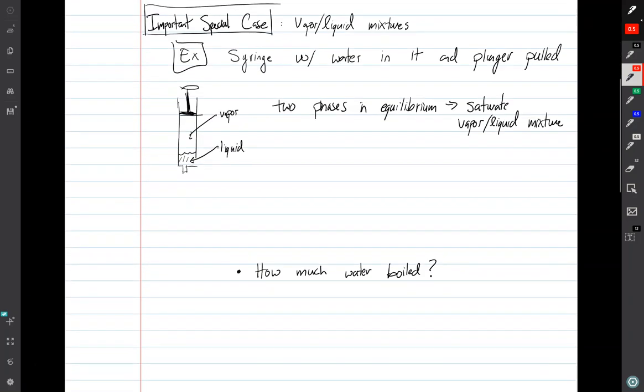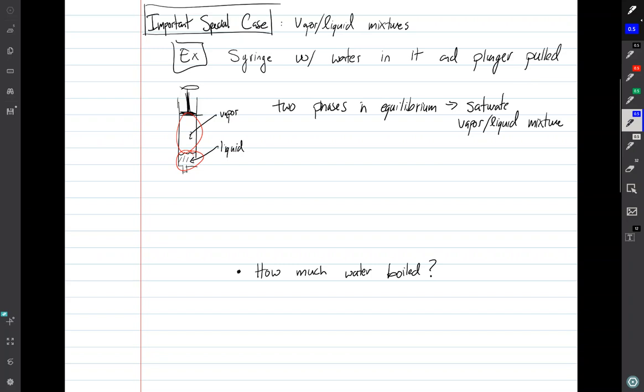If we think to the demo that we did in class with the syringe, we had a syringe with water in it. And then when I pulled the plunger, some of that water boiled and we had a vapor phase of some volume and a liquid phase of a different volume. We have these two phases in equilibrium, right? So we would call this a saturated vapor-liquid mixture.